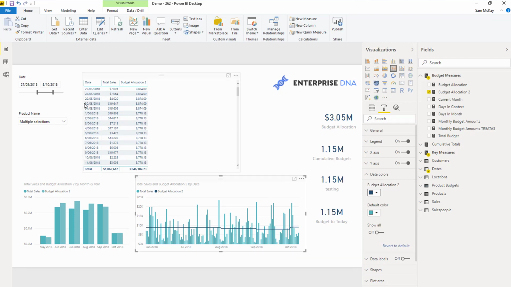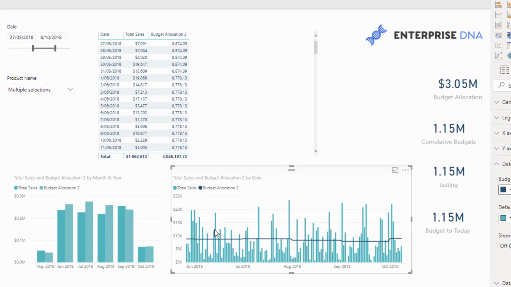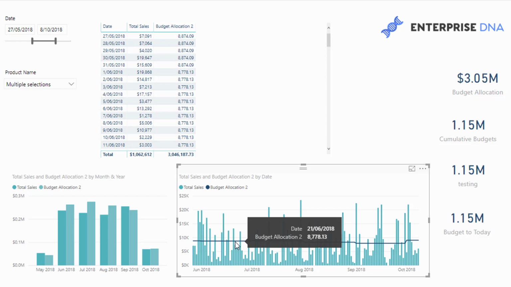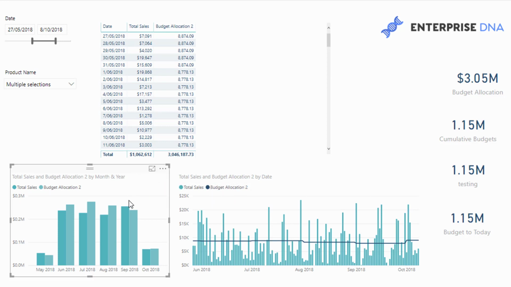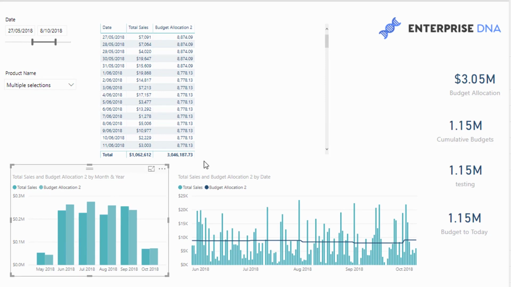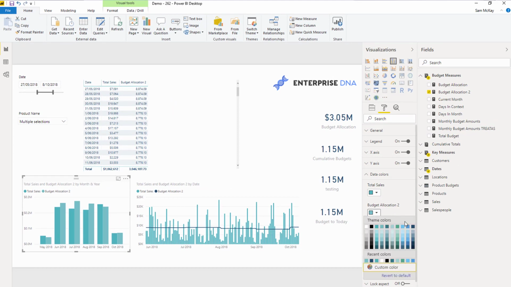So I've got my daily sales. My daily sales are variable, but my budgets are more constant, because they're monthly amounts. Again, I've had to allocate them across daily amounts. But this actually represents it probably a little bit better, depending on how you want to represent it. This is showing it from a monthly perspective: how many sales are made per month versus what our budgets were per month. And we can improve this as well.